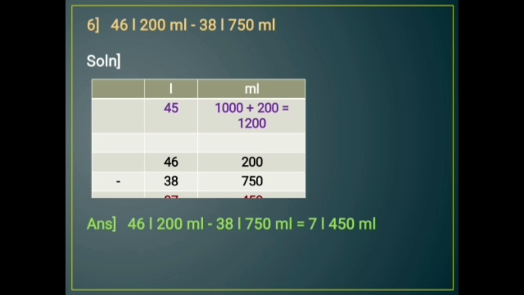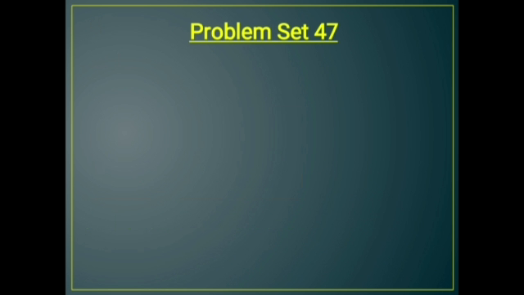So here 200 minus 750 we cannot do, so we have to borrow from liter. So 46 becomes 45 and 1 liter becomes 1000 milliliter. 1000 plus 200 is equal to 1200. 1200 minus 750 is 450 ml, and 45 minus 38 is 7 liter. So the answer is 46 liter 200 ml minus 38 liter 750 ml is equal to 7 liter 450 ml. Now we will move on to our problem set 47.